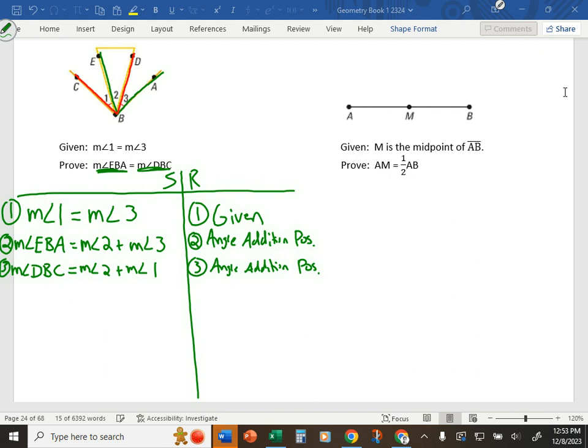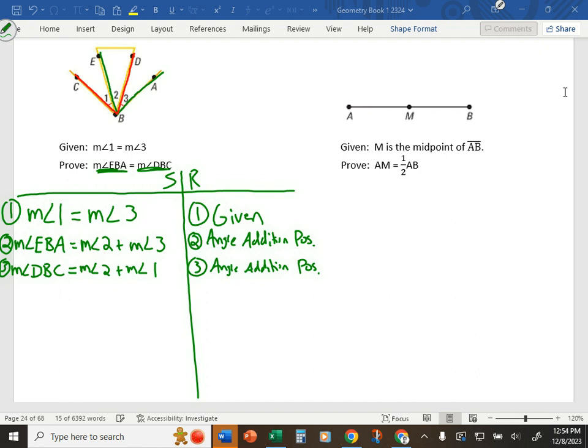Nathan, where do we go next? Because if 1 and 3 are equal to each other, we can substitute them for each other in the equation. So we can't make this proving statement in step 4 because we have to do what you said first. We have to substitute, right?